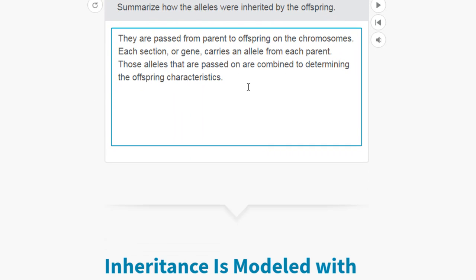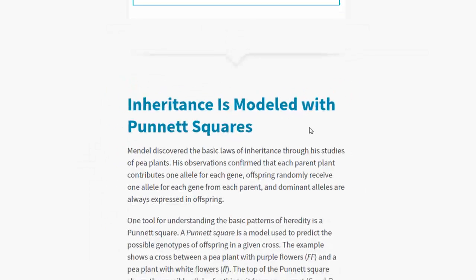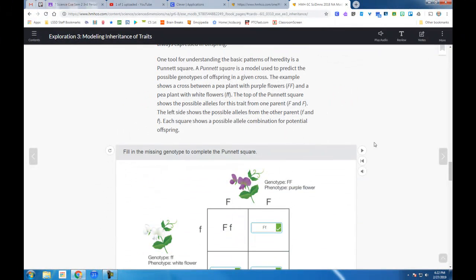Okay, summarize. Just referencing the text from above. They're passed from parent to offspring on the chromosomes, and each section or gene carries an allele from each parent. So each parent's genes or alleles are combined in some way to make the offspring. Okay, so how does that happen? Well, Punnett squares help us model that.